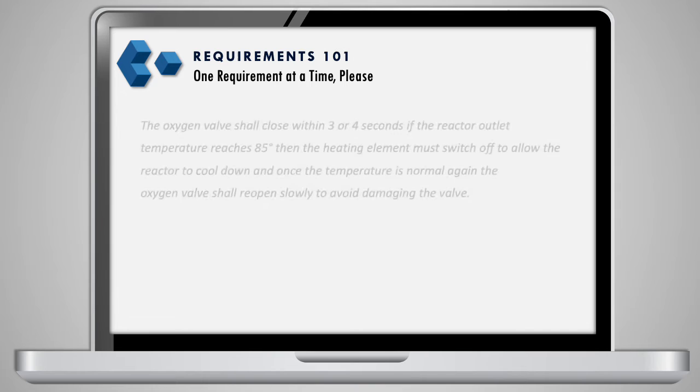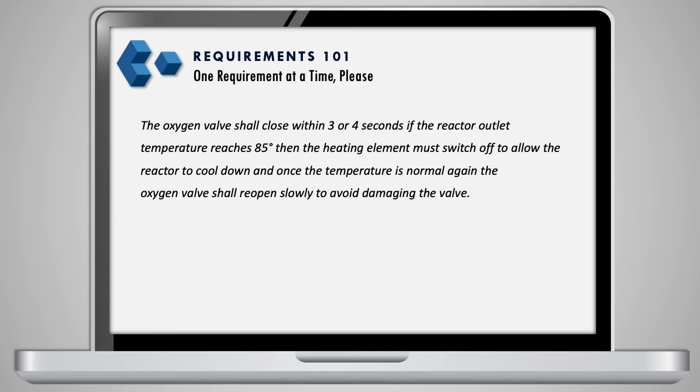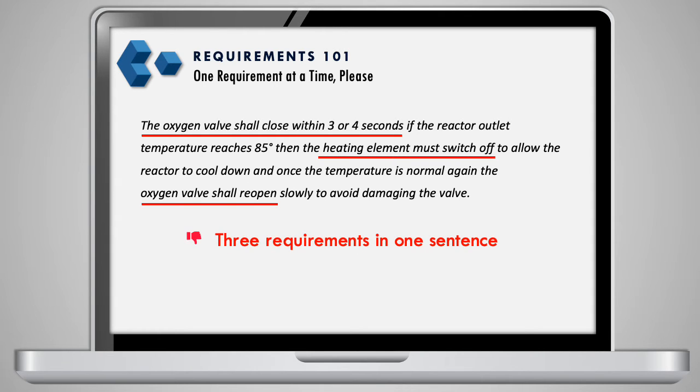Let's take a look at another example. How many requirements do you see in this statement? There are 3 requirements in this one sentence, all of which need major improvement. But the important thing to focus on at this stage is the number of requirements in the statement. There is also a simple matter of clarity and efficiency.